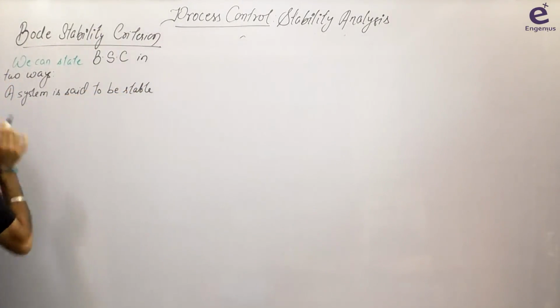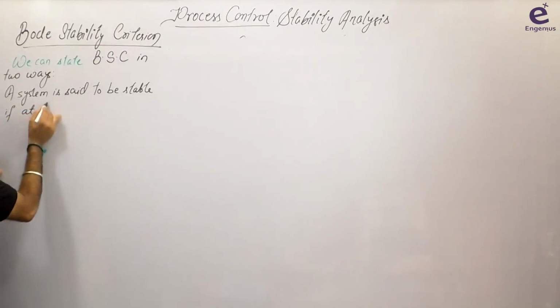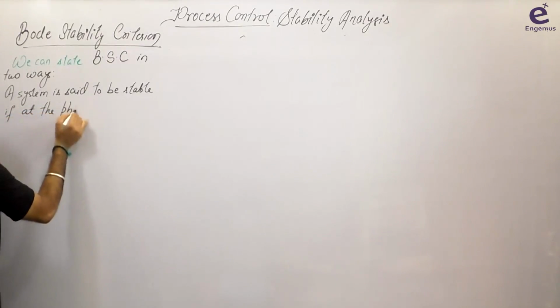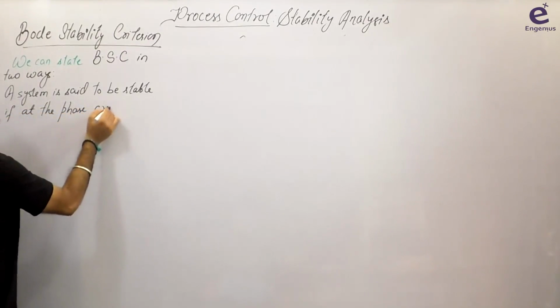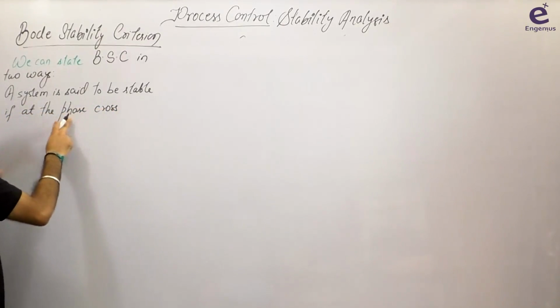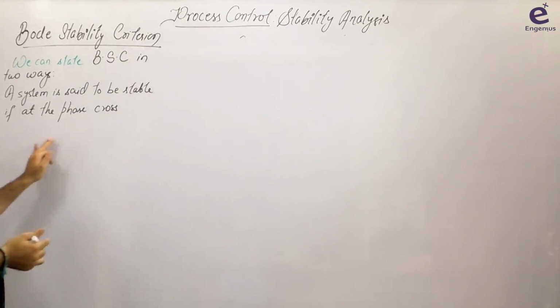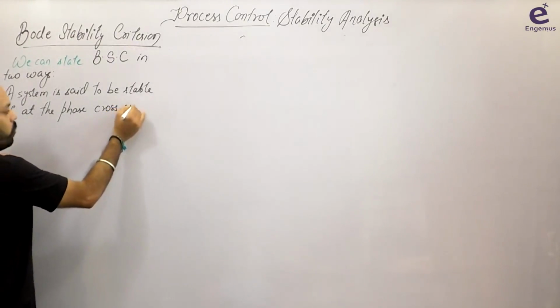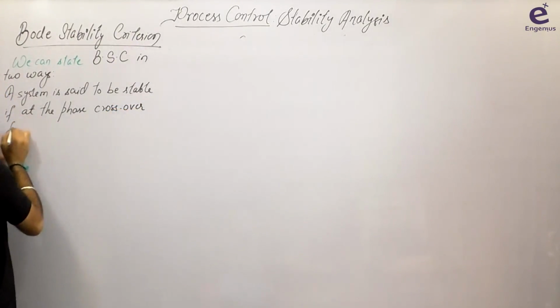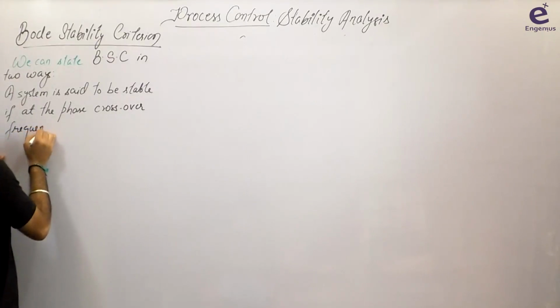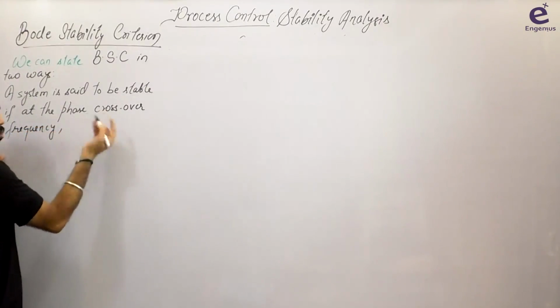A system is said to be stable if at the phase crossover frequency. In many books, you won't see this phase word used. They just say crossover frequency, right? So a system is said to be stable if at the phase crossover frequency, you know how to find it, right?